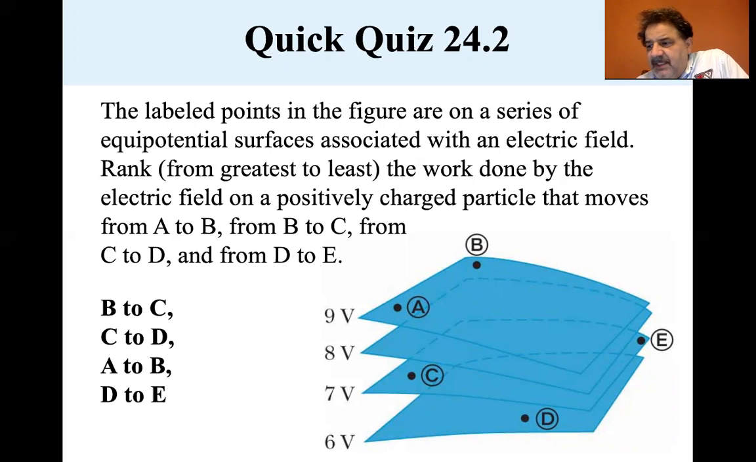So from B to C decreases the electric potential by 2 volts. So the electric field performs 2 joules of work on each coulomb of positive charge that moves. Moving from C to D decreases the electric potential by 1 volt, so 1 joule of work is done by the field. It takes no work to move the charge from A to B because the electric potential does not change. A and B are on the same equipotential surface. And moving from D to E increases the electric potential by 1 volt. Therefore, the field does minus 1 joule of work per coulomb of positive charge that moves.